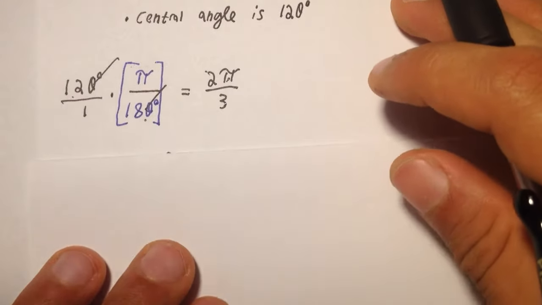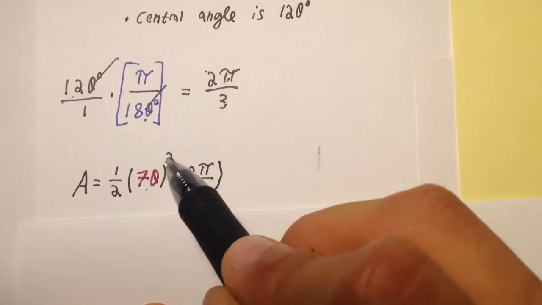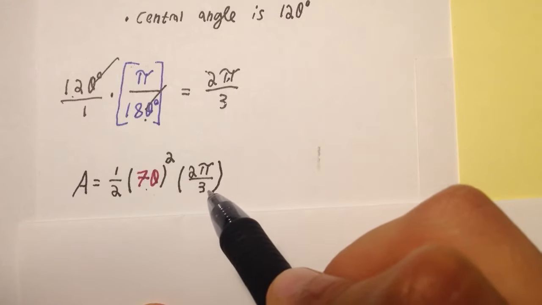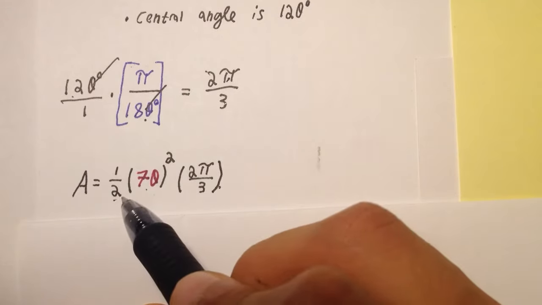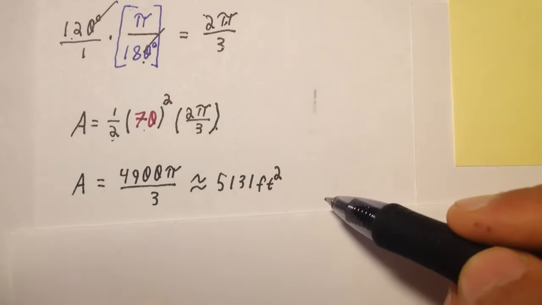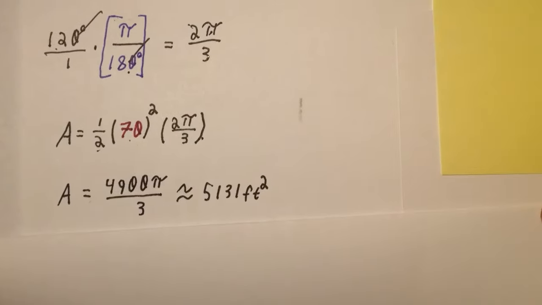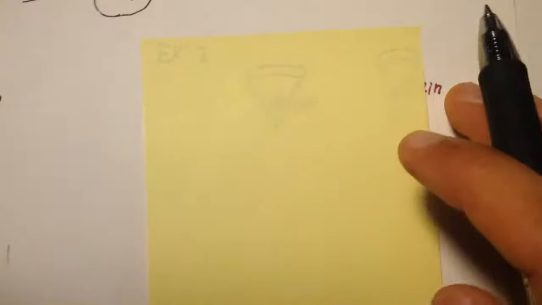So putting it all together, my area is going to be 70 squared, that's my radius, times the central angle in radians, all divided by 2, and I should get about 5,000-ish feet squared, right? Because we're talking about area. One more example.